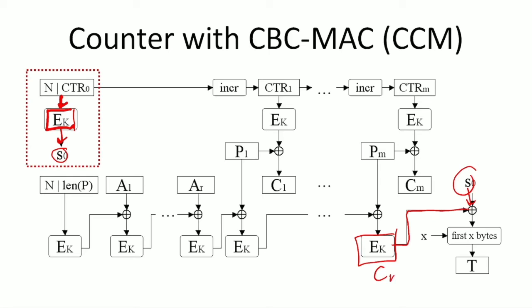This was essentially ciphertext M for the last plain text block. And then we XOR them together. We get our encrypted message authentication code, also referred to as a tag. And we could actually just take the first X number of bytes from this encrypted block, which we can use as our tag.